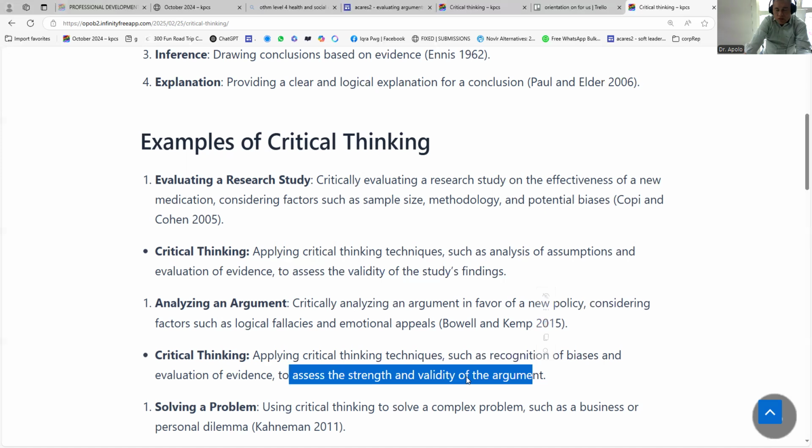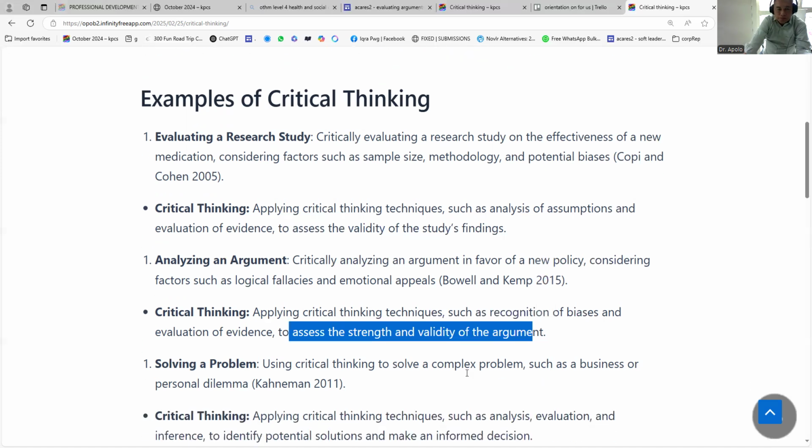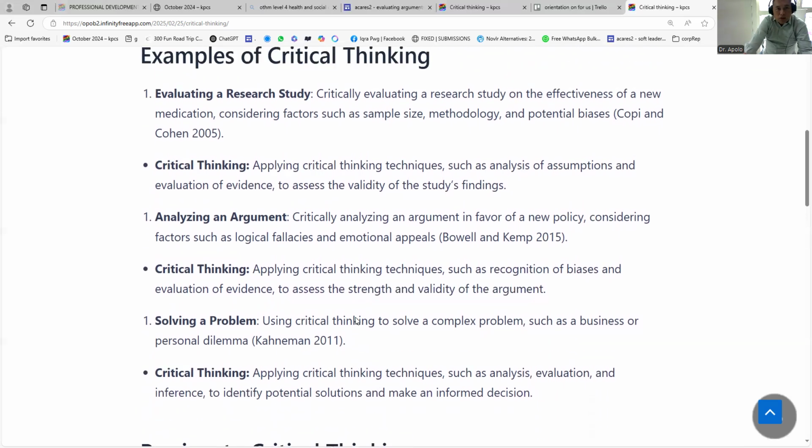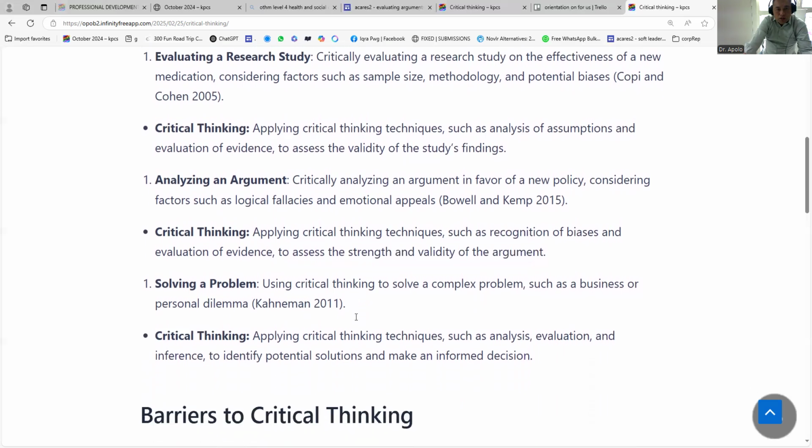So valid means checking. In problem solving, we use critical thinking to solve complex problems such as business or personal dilemmas. So applying critical thinking such as analysis, evaluation, and inference to identify potential solutions and make an informed decision. So these are the examples of critical thinking.